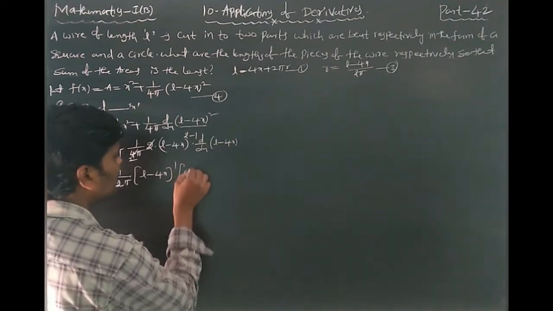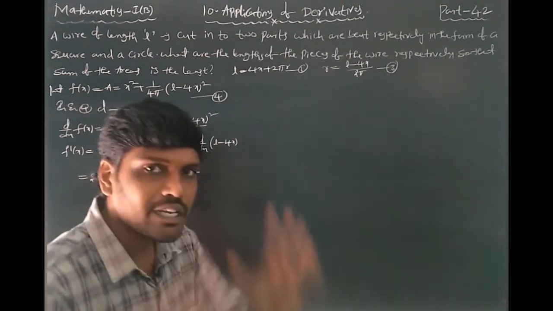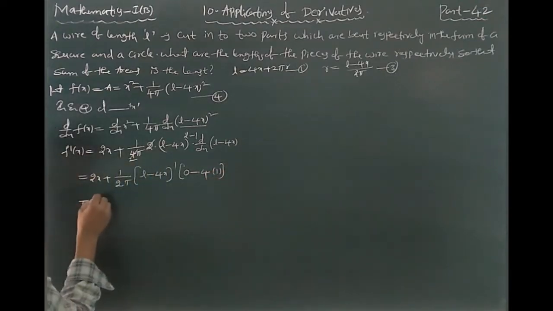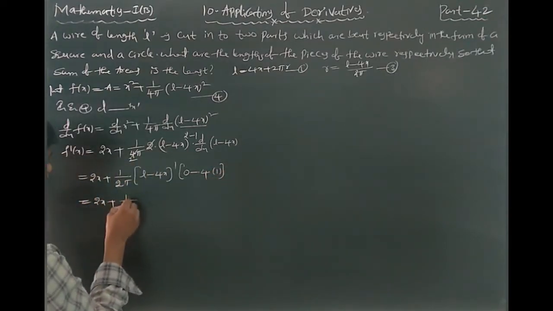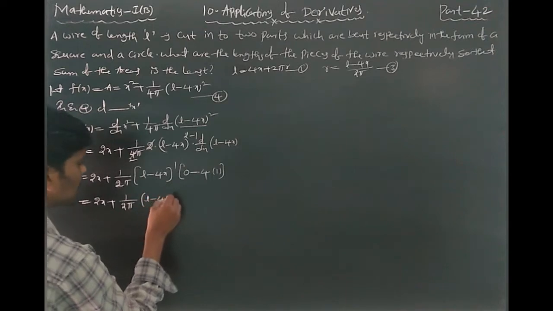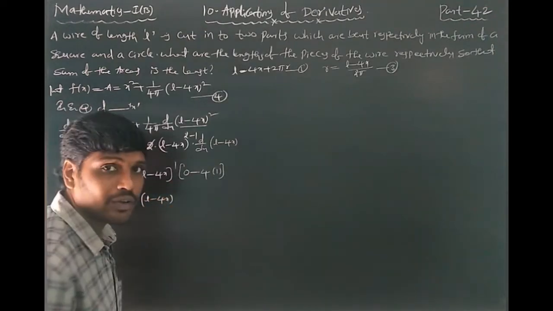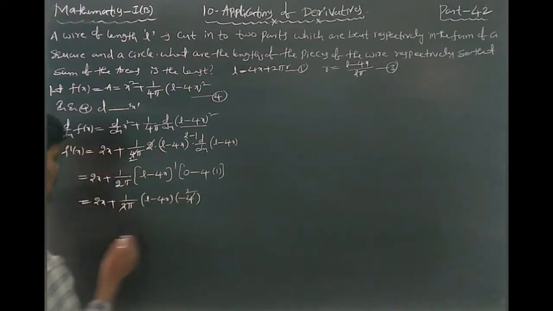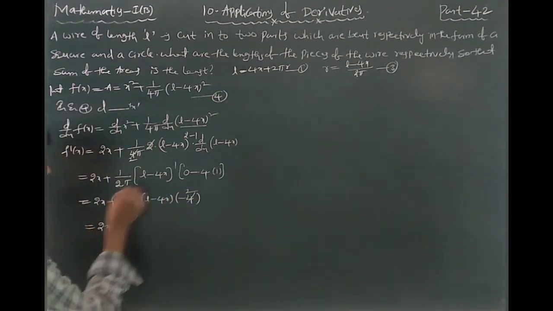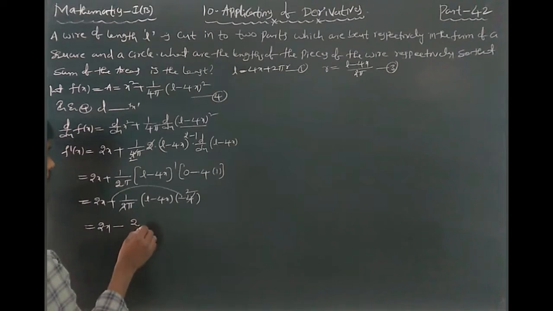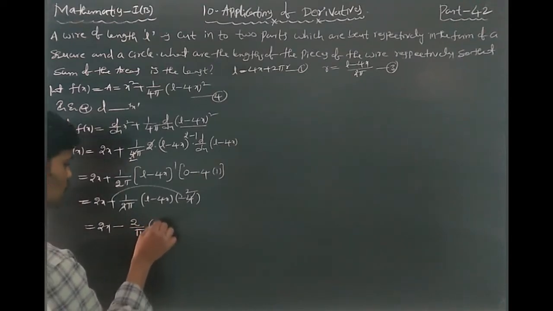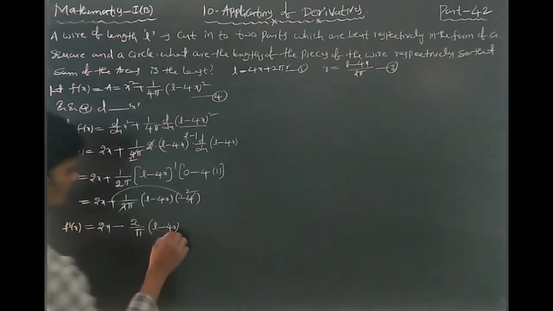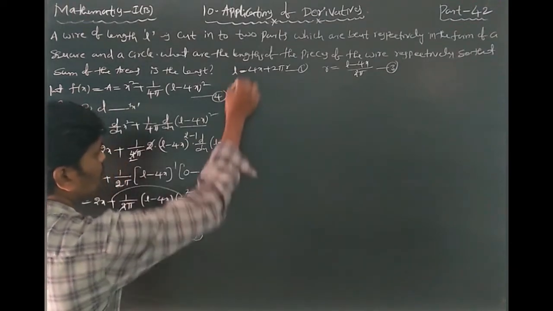What is the derivative of it? L is a constant, derivative is 0, minus 4 common, x derivative is 1. You can write 2x plus 1 by 2 pi into (L minus 4x). Here 0 minus 4 into 1, you can write 0 minus 4, value is minus 4. You get 2x plus 1 by 2 pi into minus 4 into (L minus 4x), that is 2x minus 2 by pi into (L minus 4x). This is the f dash x value. This is f dash x. This is equation number 5.